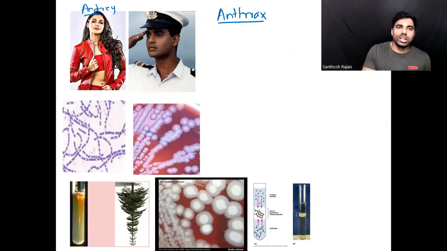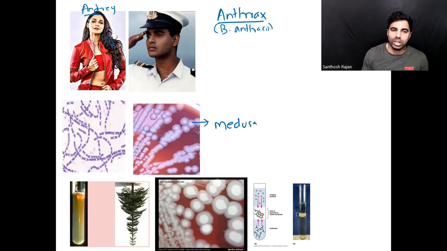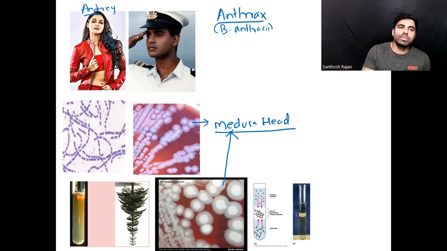Look at her hair, it is the Medusa head colony. So the organism is Bacillus anthracis. In anthracis, what will you have? A Medusa head colony. This is much better, this is the Medusa head colony. And her favorite is pearls, she loves a lot of pearls. This is the string of pearls reaction.